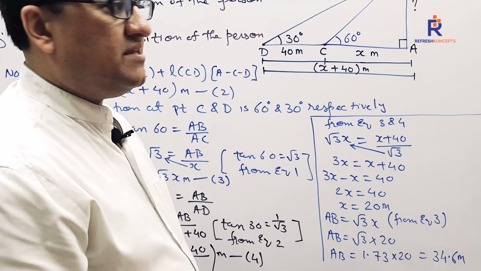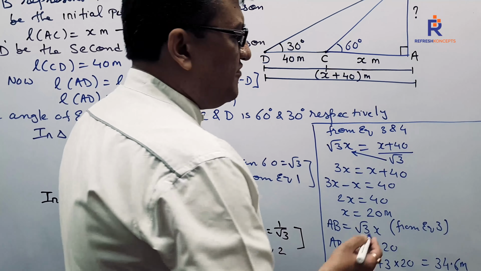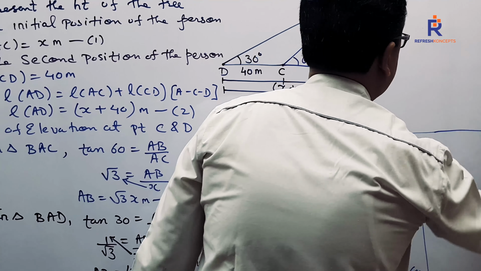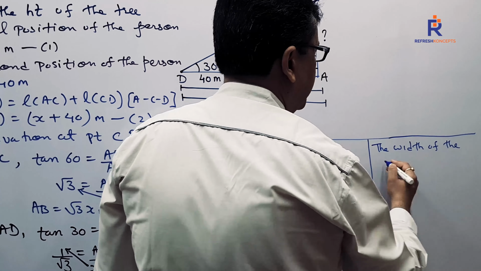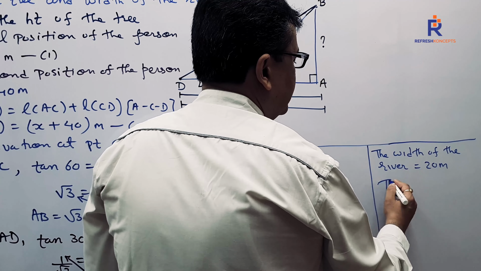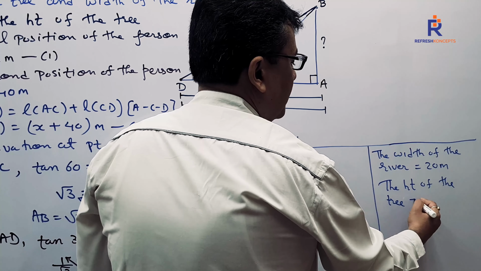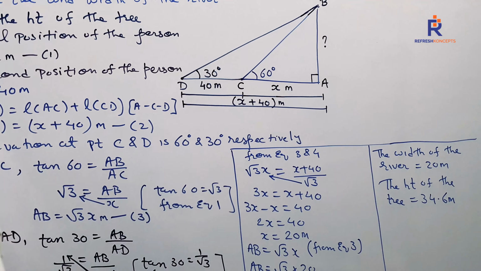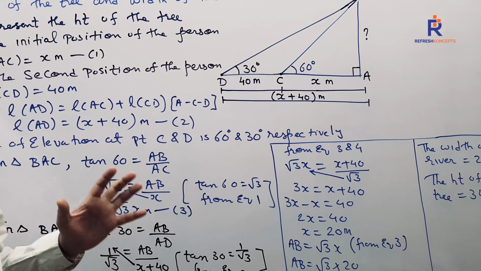So now we have both the answers. We do have the height of the tree. We do have the width of the river. If you are being asked to write down the final answer, it will go in this way. The width of the river, which was x, which is nothing but 20 meter, and the height of the tree, which was nothing but AB, which we have found out as 34.6 meter. I hope my children have understood the way in which we have solved this particular sum.